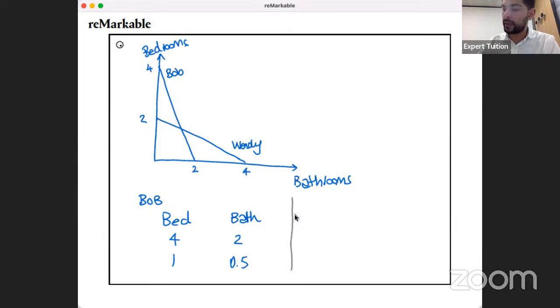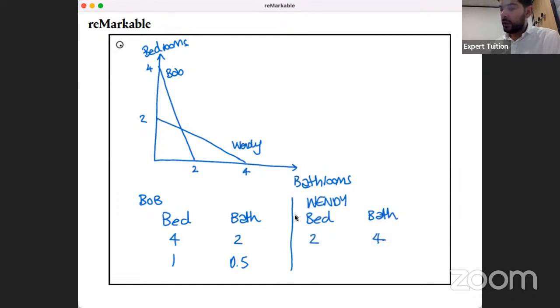Right, let's do the same thing for Wendy. So I'm going to again write bed, bath. If Wendy does nothing but produce bedrooms, how many bedrooms does she make? Well, she makes 2 bedrooms. How many bathrooms would she sacrifice? Well, she would sacrifice 4 bathrooms.